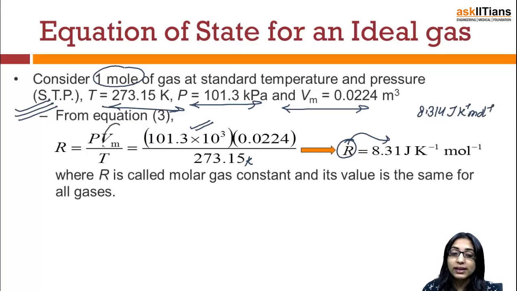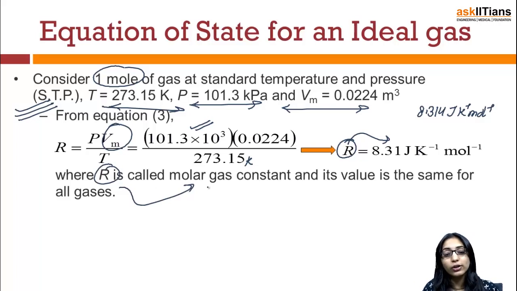So here Vm is nothing but the molar volume. That means the volume occupied by just 1 mole of the gas. So this R is known as molar gas constant, and its value is the same for all the gases. So this R is a universal molar gas constant and has the same value for all the different types of ideal gases.